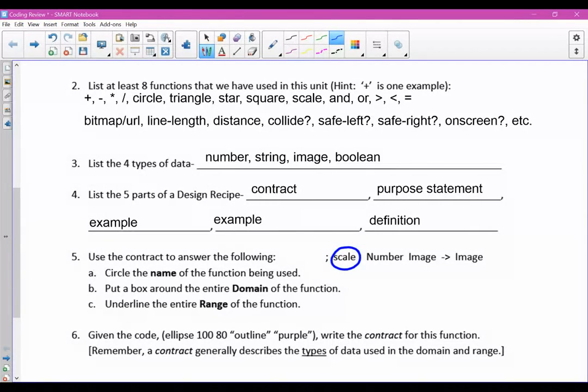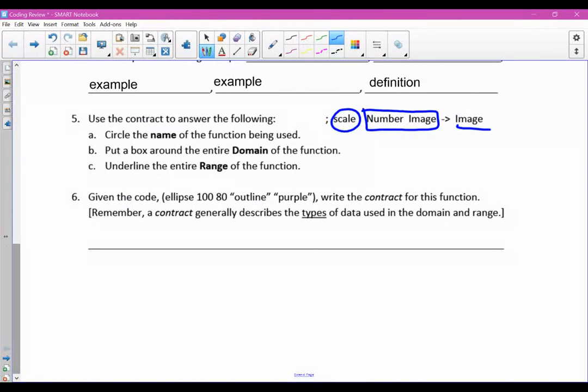Letter B, put a box around the entire domain. The domain is between the colon and the arrow. So number, image is our domain. Letter C, underline the range, and the range is after the arrow. So scale is the name, my domain is number image, my range is image.